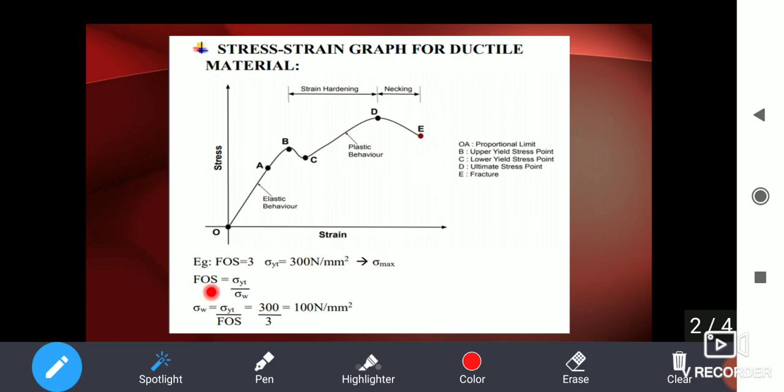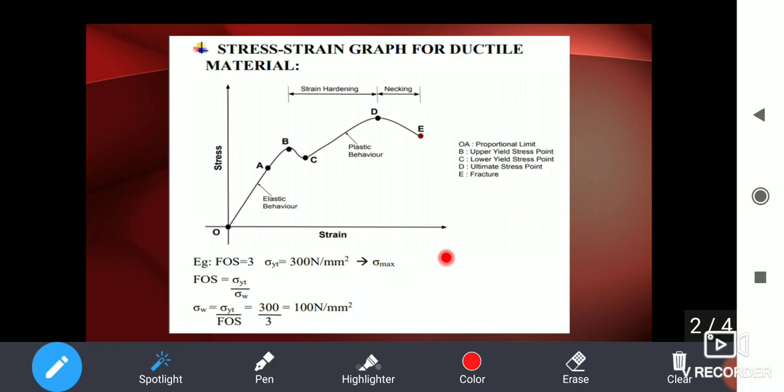So I have taken an example. Assume factor of safety to be 3. Sigma yt denotes yield stress, which is 300 Newton per millimeter square, and this will be the maximum stress. Sigma y denotes working stress. So factor of safety is the ratio of yield stress to working stress. If you want the working stress, it's sigma yt divided by factor of safety. So we will be getting a working stress of 100 Newton per millimeter square.